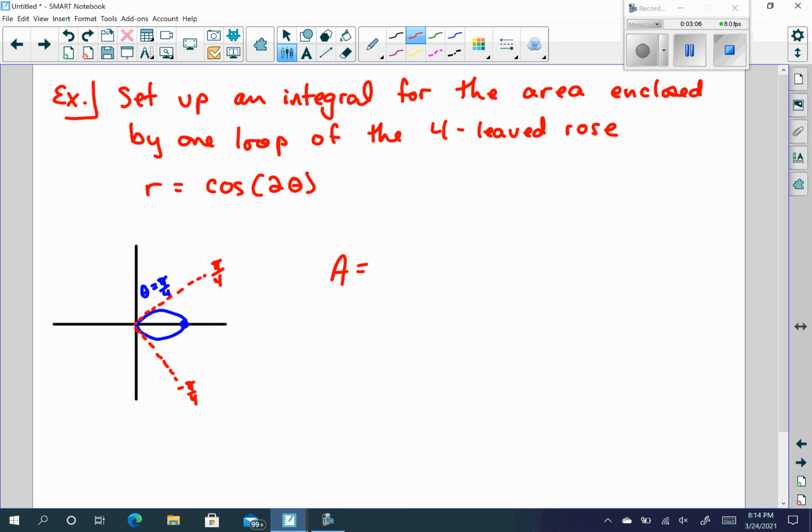So the area is equal to the integral from negative pi over 4 to pi over 4 of 1/2 times our function r, which is cosine of 2 theta, squared, d theta. And that's all we were looking at for that problem.